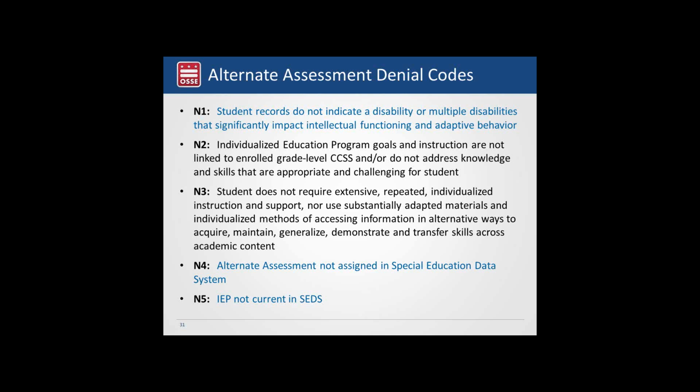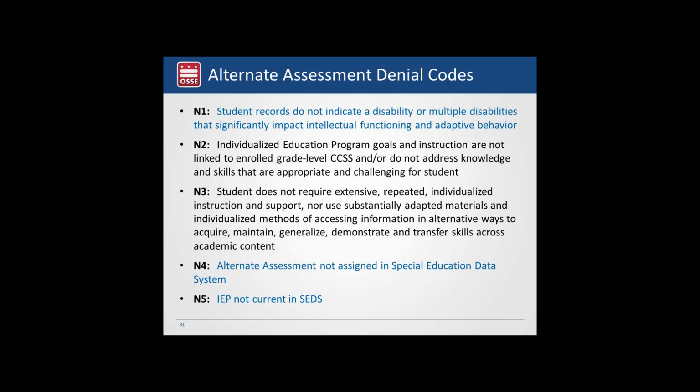So in 1, the student record does not indicate a disability or multiple disabilities that significantly impact intellectual function and adaptive behavior. In 2, individualized educational program goals and instruction are not linked to enrolled grade level Common Core state standards and do not address knowledge and skills that are appropriate and challenging for the student. In 3, the student does not require extensive, repeated, individualized instruction and support, nor uses substantial adaptive materials and individualized methods of accessing information in alternative ways to acquire, maintain, generalize, demonstrate, and transfer skills across academic content. In 4, alternate assessment is not assigned in the special education data system. And in 5, the IEP is not current in SEDS.